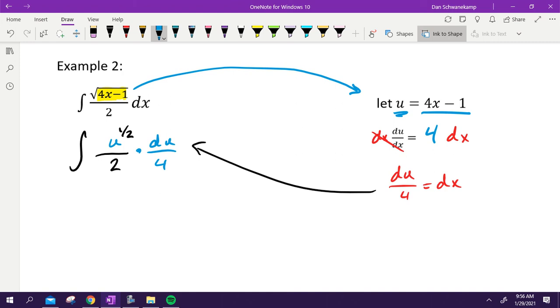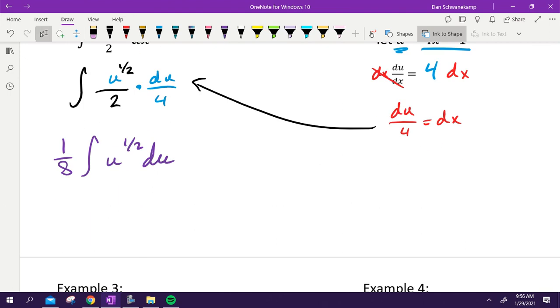Are there any constants here that I could pull out? 1/8. I've got a 2 and a 4. I can take a 1/8 out in front. Do that because it just makes the problem simpler. So now it's 1/8 u to the 1/2 du. Then I'm going to find the antiderivative. Austin, what's the antiderivative of u to the 1/2 power? What's my new exponent going to be? 3/2.